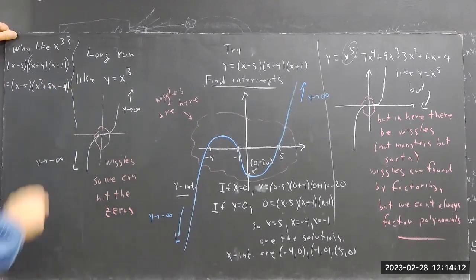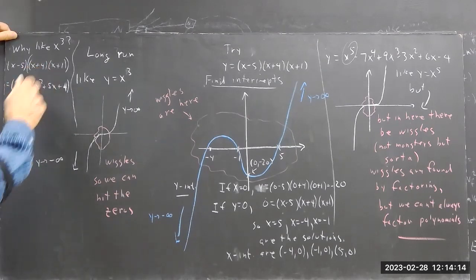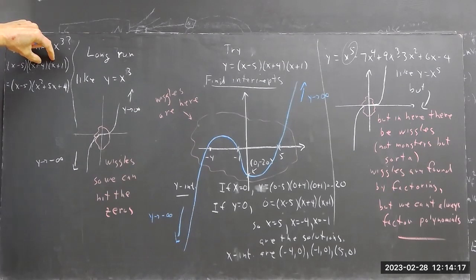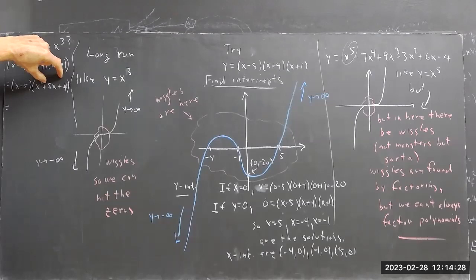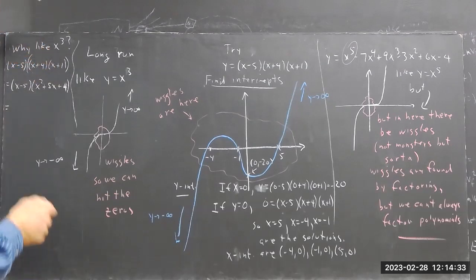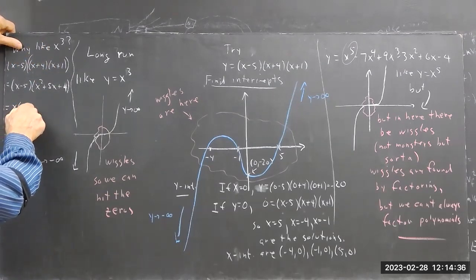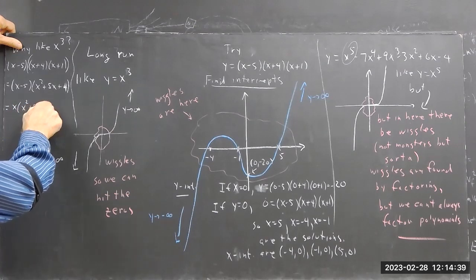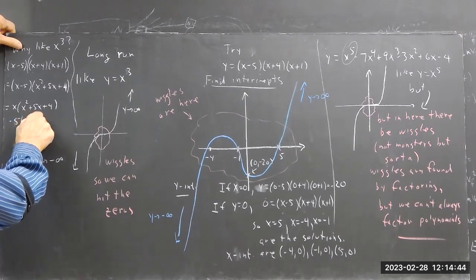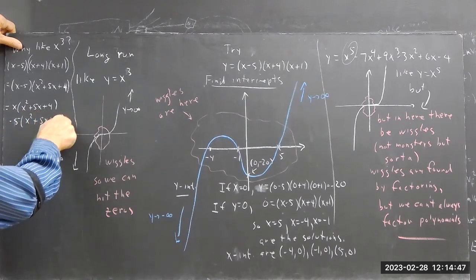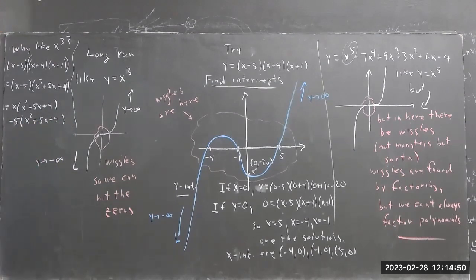Okay. Then I use the distributive law to do that. We've already emphasized that, but I'm going to use the distributive law here to make sure we understand. So this is x minus 5 times this quadratic expression. It is x times this, minus 5 times this. This is the distributive law.